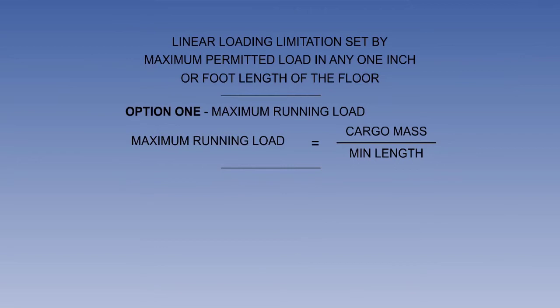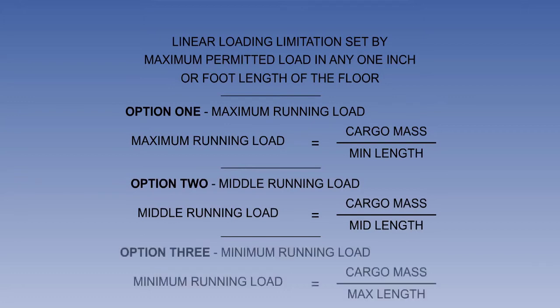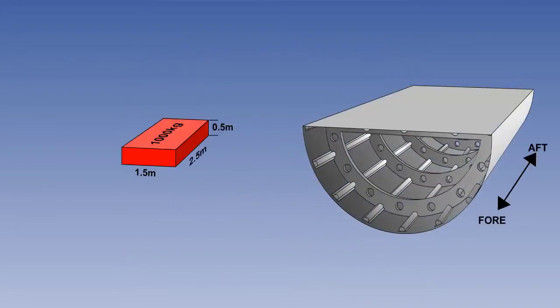On screen, we can see that finding maximum running load is achieved by dividing the cargo mass by the shortest length. The middle running load is achieved by dividing the cargo mass by the mid-length. The minimum running load is achieved by dividing the cargo mass by the longest length. Let us put some figures to the 3 options previously discussed in an example to find running loads.